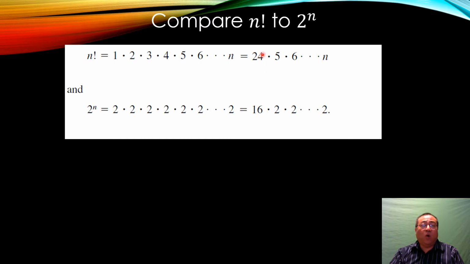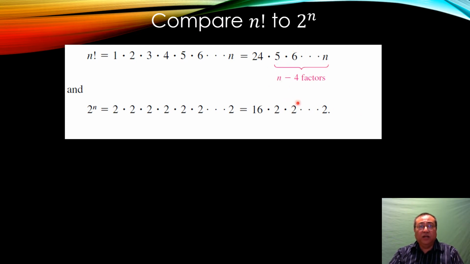Now, why do we go up to 4? Well, the point here is that starting from here, n factorial is bigger than 2 to the n. See, at n equals 1, 2 to the n is bigger than n factorial. At n equals 2, this is 4, and n factorial is 2. And then 8, then 6. So we're looking at when does n factorial become bigger than 2 to the n.